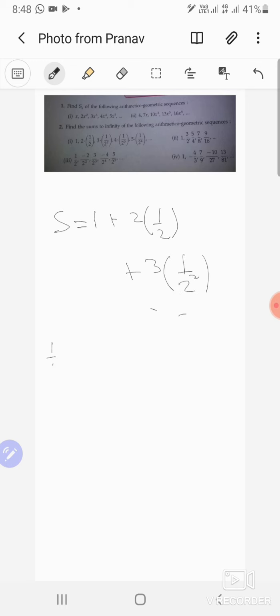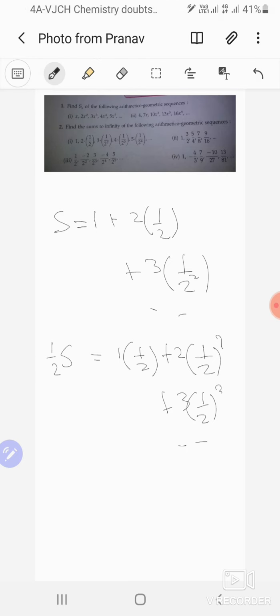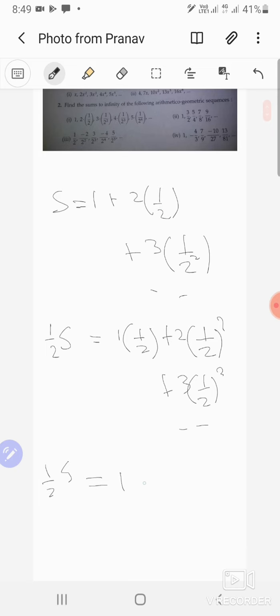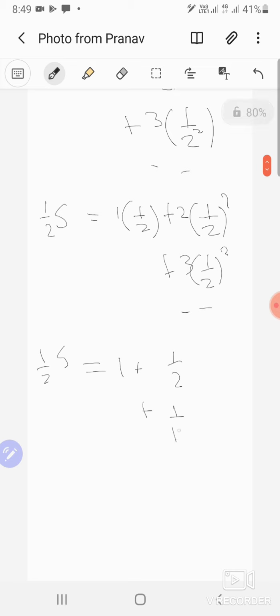So if you multiply this by half, so 1 by 2 S is going to be 1 into 1 by 2 plus 2 into 1 by 2 squared plus 3 into 1 by 2 cubed, keeps going like that. So let's just subtract it away. That gives me half S, right? 1 minus half is half. That is equal to, you got this 1, you got 2 minus 1 is 1, so plus half, and then 3 minus 2 is also 1, so you got 1 by 2 squared, then plus 1 by 2 cubed, keeps going like that. You don't have to worry about the last terms because those are going to approach 0.